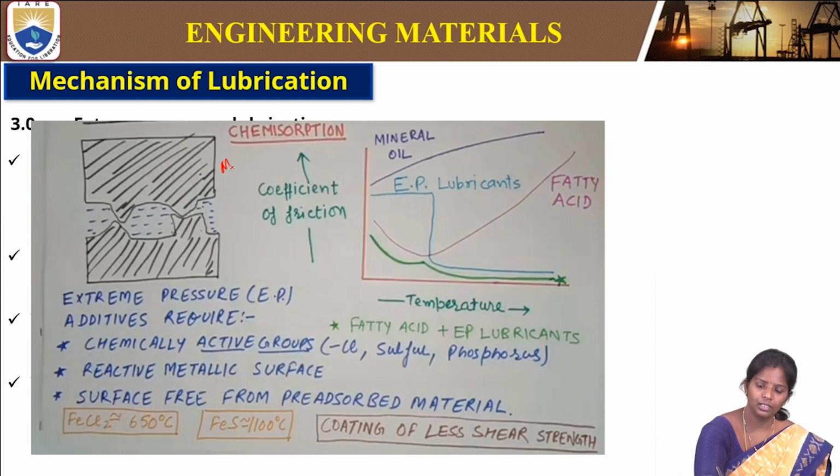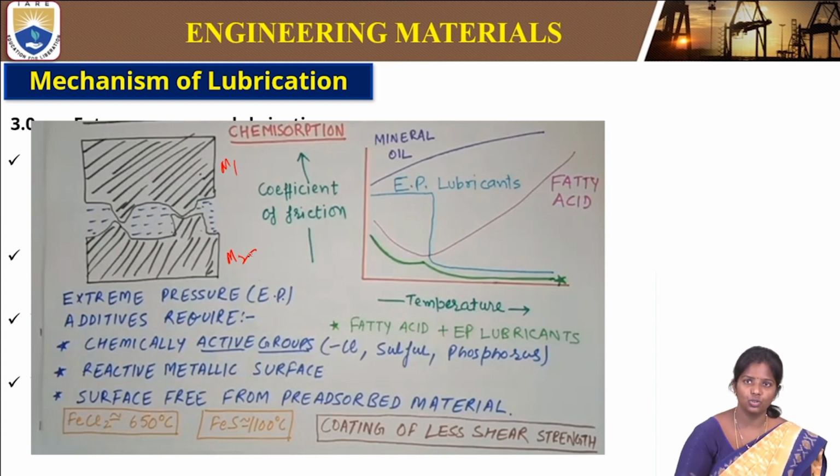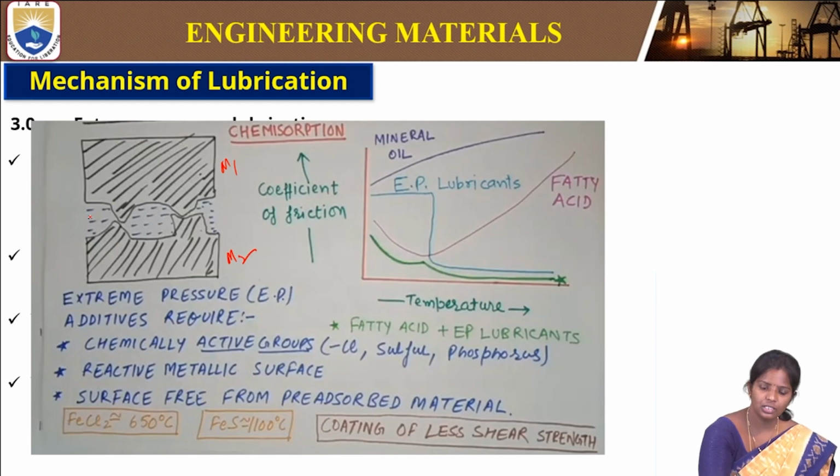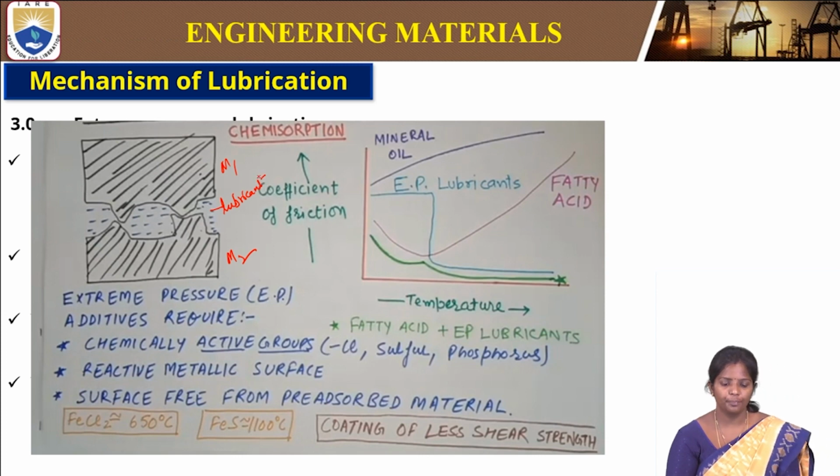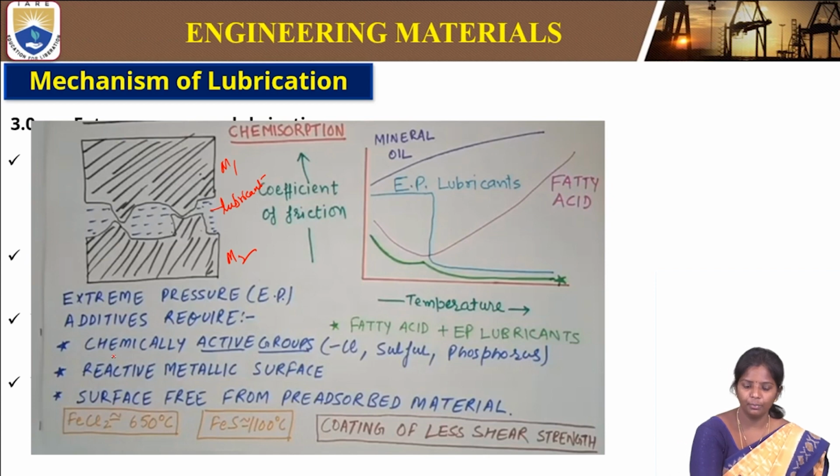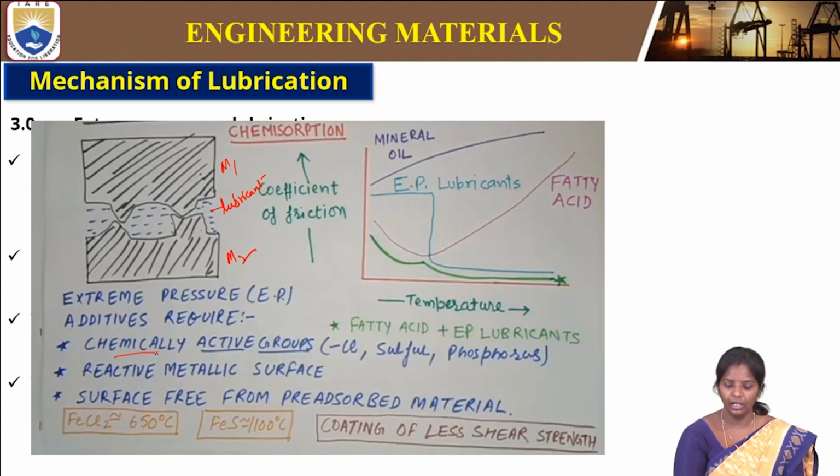Metal surface 1 and metal surface 2. So this is the lubricant present between the surfaces. So when do we use the extreme pressure mechanism? When additives are added to the mineral oil lubricants. The additives should be chemically active groups like chloride, sulfur or phosphorus groups, depending on the application.